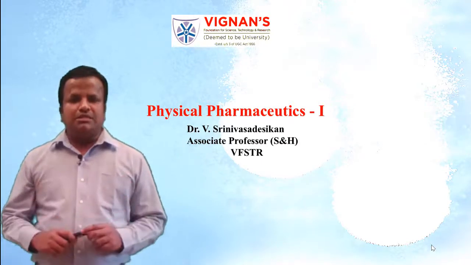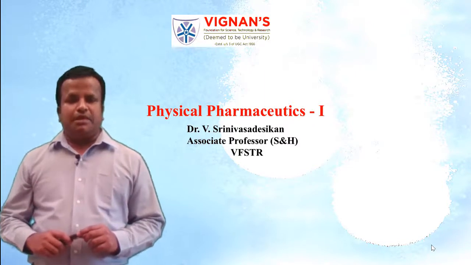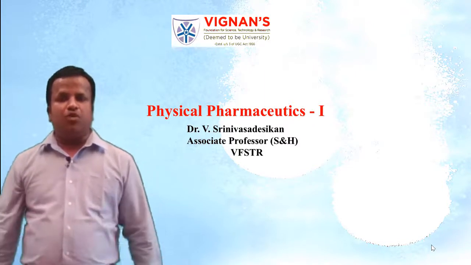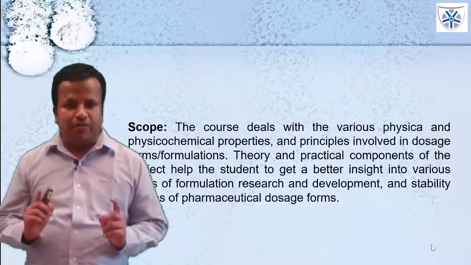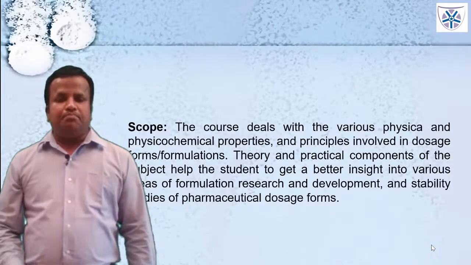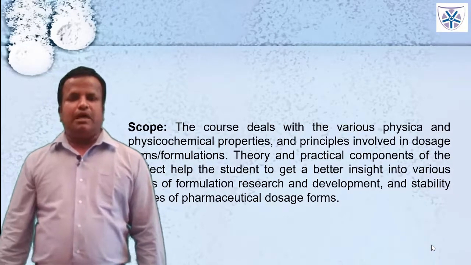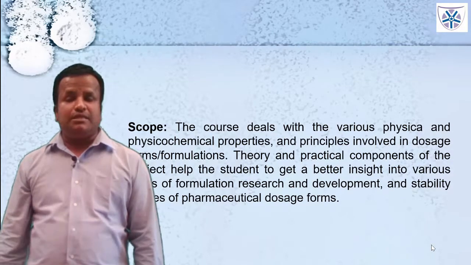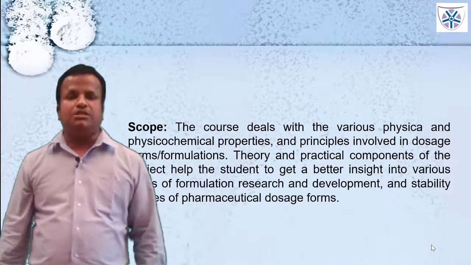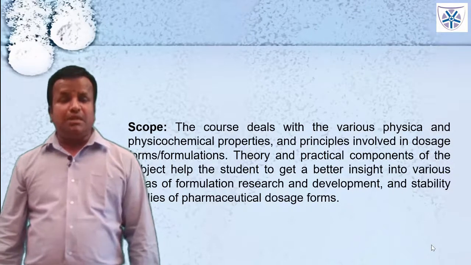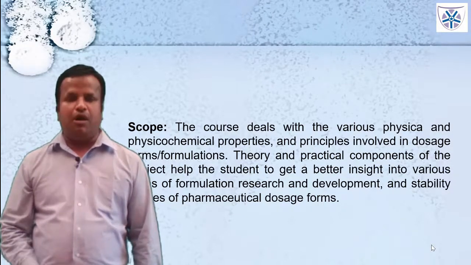What is the scope of this particular subject, Physical Pharmaceutics 1? The course deals with the various physical and physicochemical properties and principles involved in dosage forms and particularly in formulations. Theory and practical components of the subject help the student to get a better insight into various areas of formulation research and development and stability studies of pharmaceutical dosage forms.